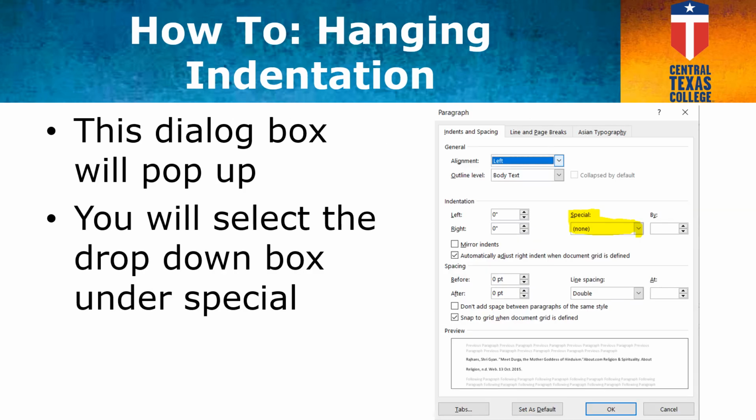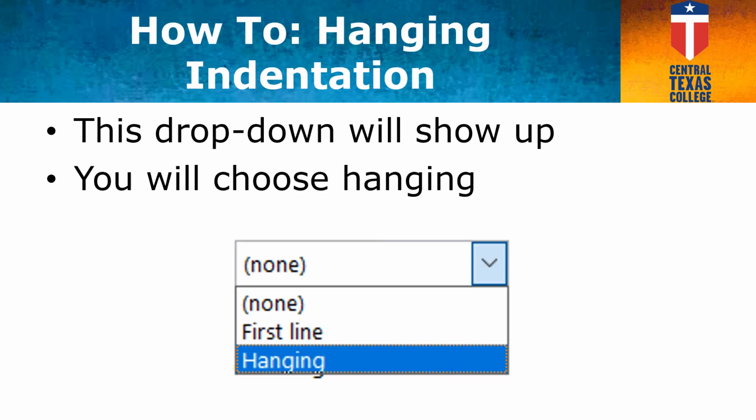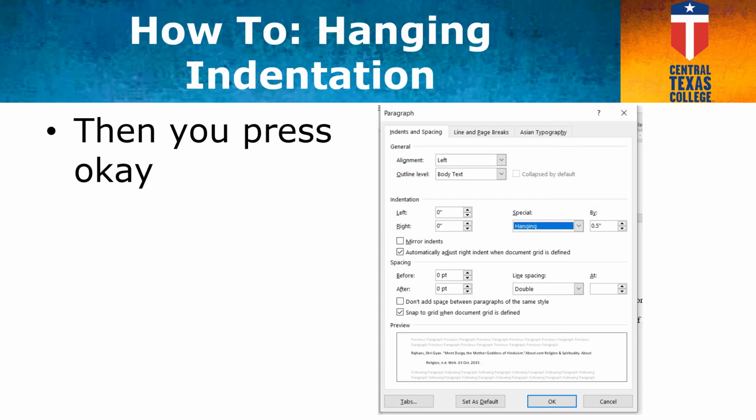After you press this button, this dialog box will pop up. You will select the drop-down box under Special, which is highlighted in the picture. This will produce a drop-down box, where you will choose Hanging. After you select the Hanging option, you will then press OK. This will close the dialog box.